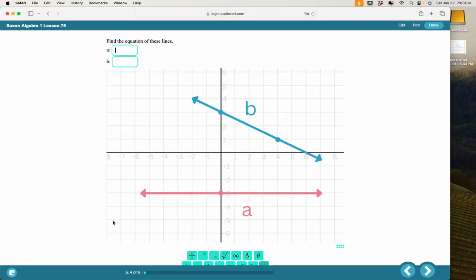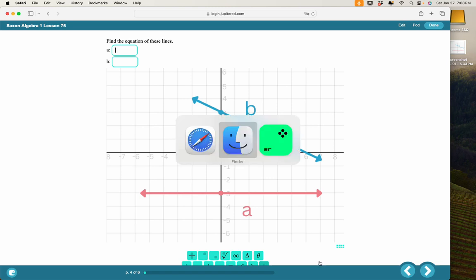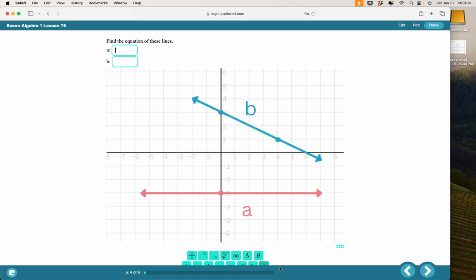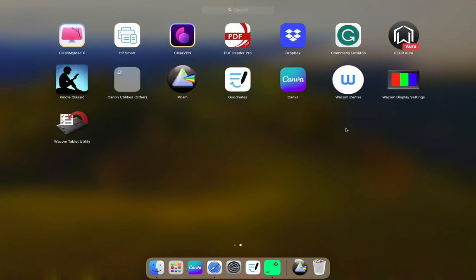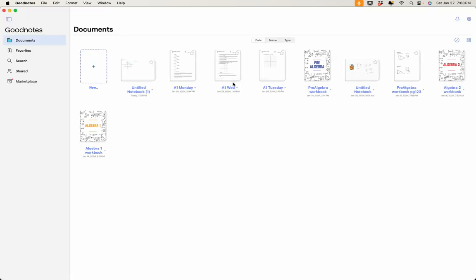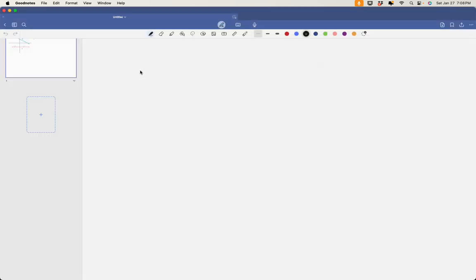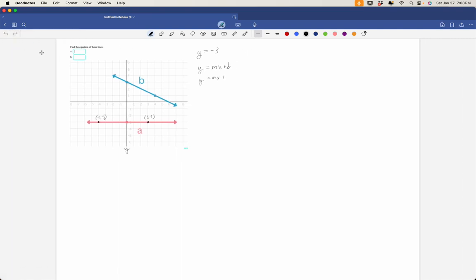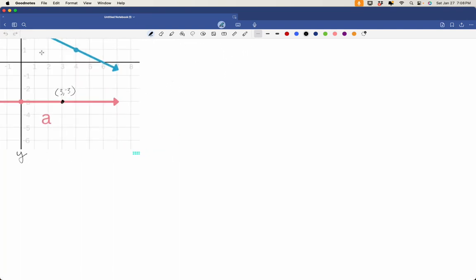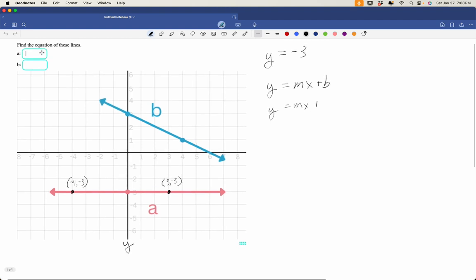Oops, and it did it again. I don't know what is going on with this program, but it's not doing what it's supposed to be doing. Let me go back in here and open it again. It's just wonky today. I don't know why.